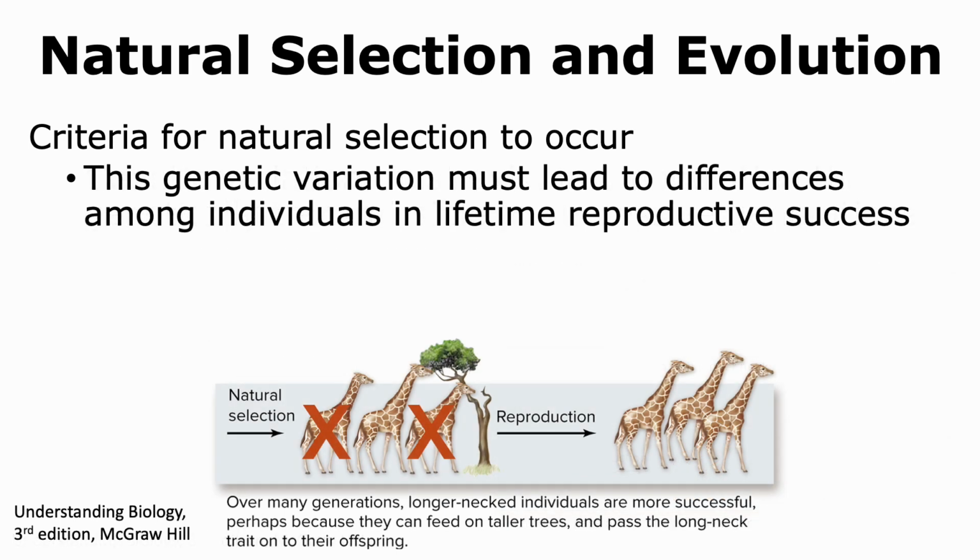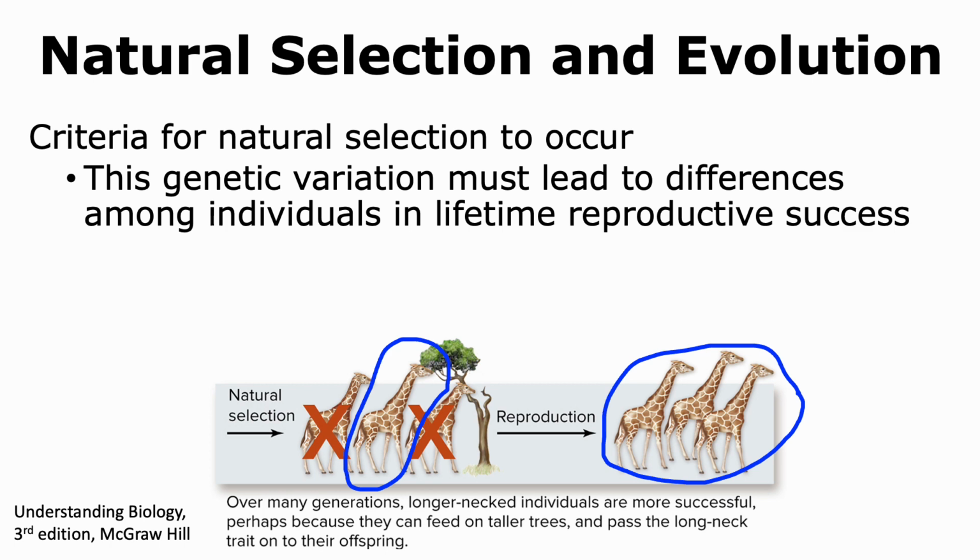Another criterion that has to be fulfilled is that the genetic variation in the population must lead to differences among the individuals of the population in lifetime reproductive success. For example, the giraffes that are taller have the ability to gain food more easily than those that are shorter. This increases their likelihood of being healthier and stronger and able to mate more successfully to give rise to offspring.